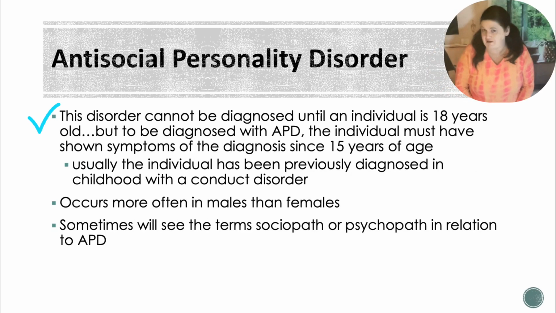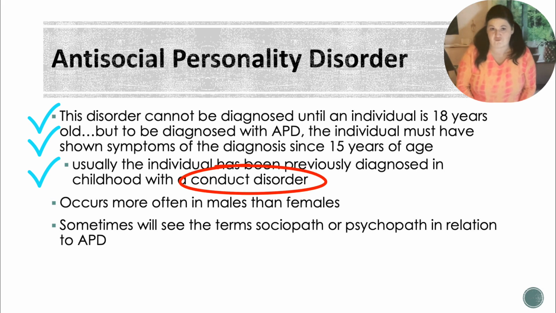You have to be 18 to be diagnosed with APD. The individual must have shown symptoms, though, of the diagnosis since they turned 15 years old. And usually the individual has been previously diagnosed in childhood with what we call conduct disorder. We're going to talk more about that as well. And another one here in a sec.